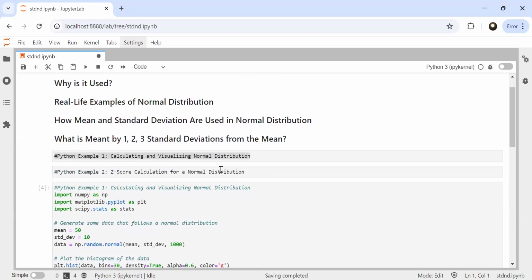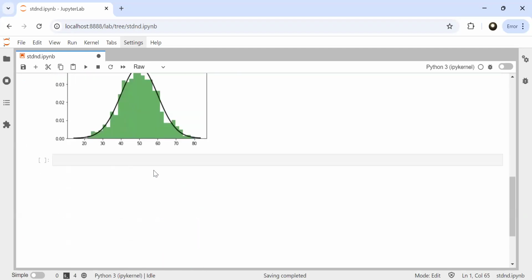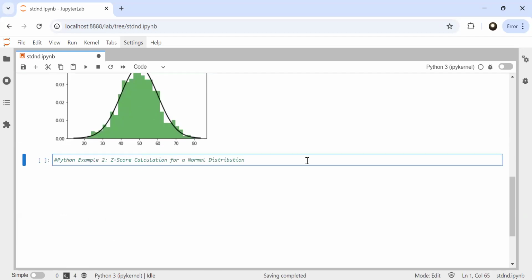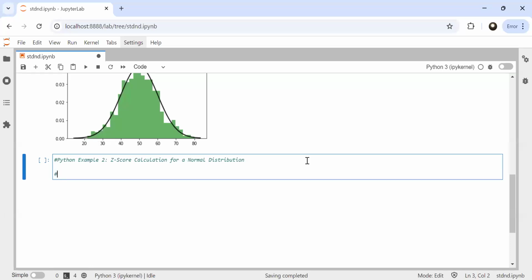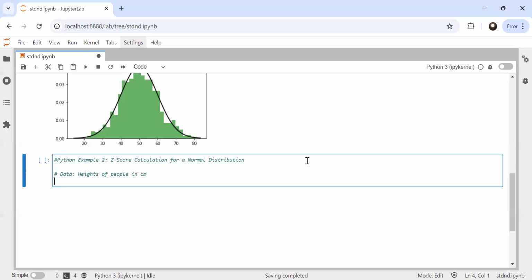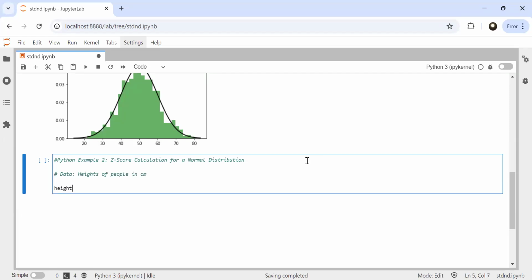And we will quickly see the second example, calculating the z-scores. Generally, a z-score tells how many standard deviations an element is from the mean. So for this, let us take data with heights of people in centimeters, and we will put it in a list.